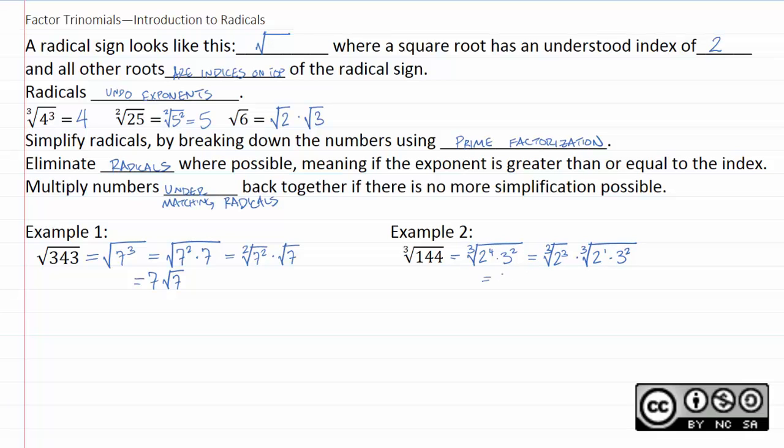Well, the cube root of 2 cubed is simply 2. So we have 2 times the cube root of 2 times 3 squared. That works out to 18. So just remember to look for powers that match what your index is, and then you'll be all set.